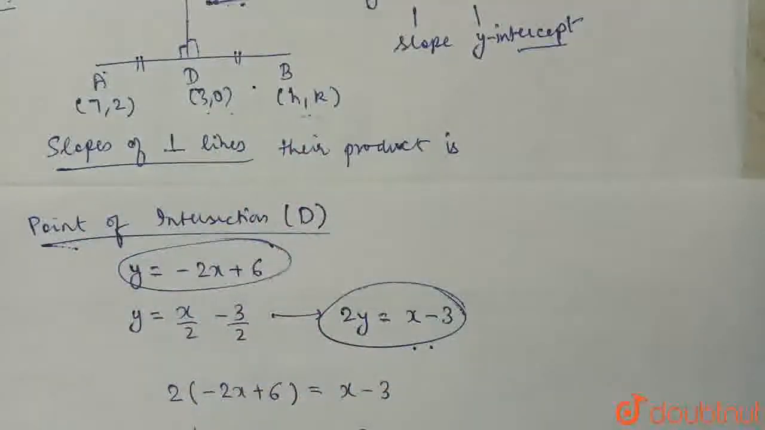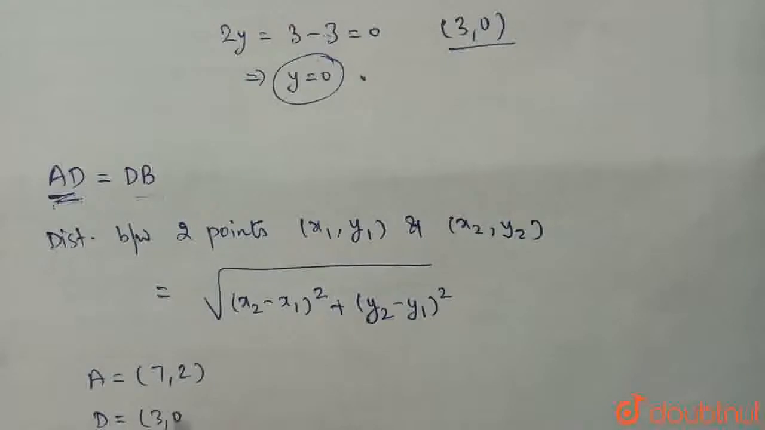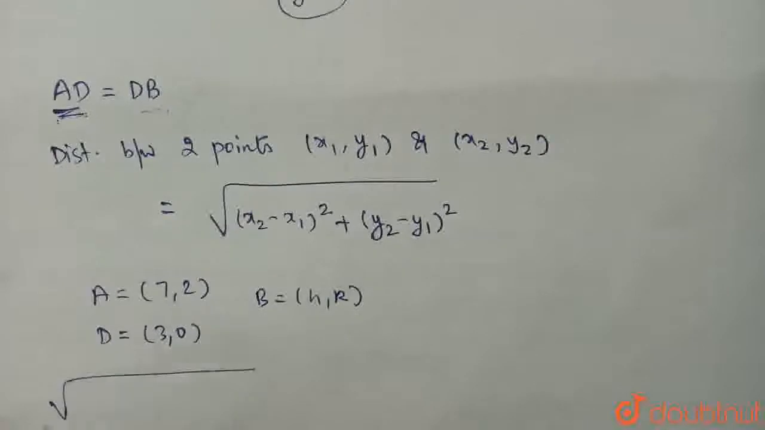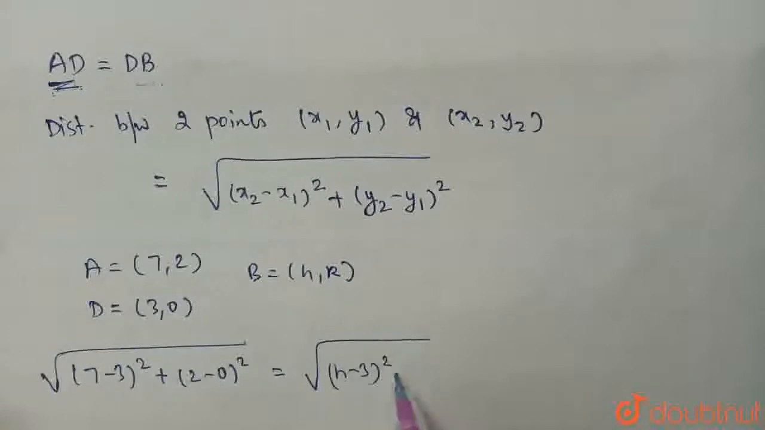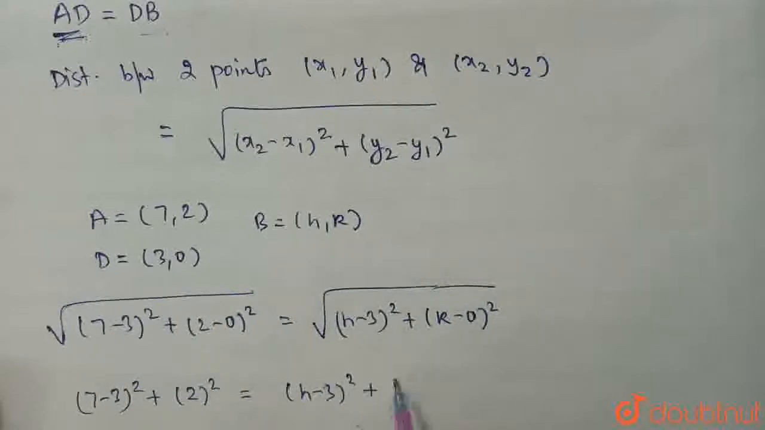So now AD will be, point A is 7, 2, D is 3, 0, and B we have denoted as h, k. So AD will be the square root of (x2 minus x1), that is (7 minus 3) squared plus (2 minus 0) squared, which is equal to the square root of (h minus 3) squared plus (k minus 0) squared. And now on squaring both sides, we get (7 minus 3) squared plus 2 squared is equal to (h minus 3) squared plus k squared.